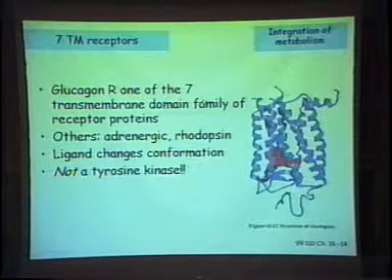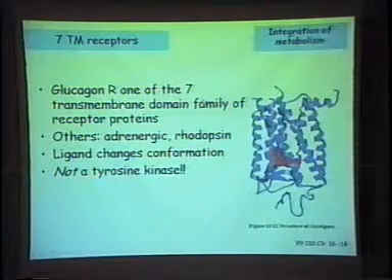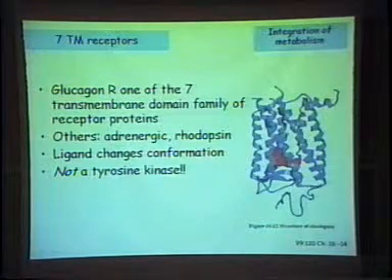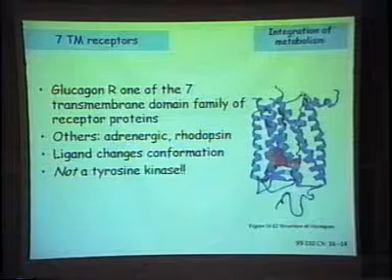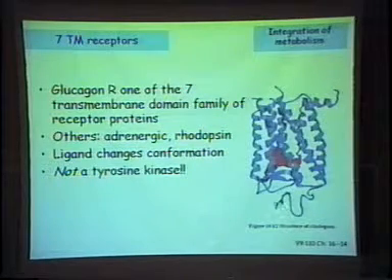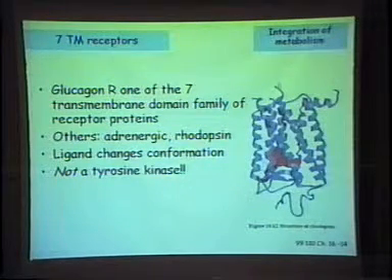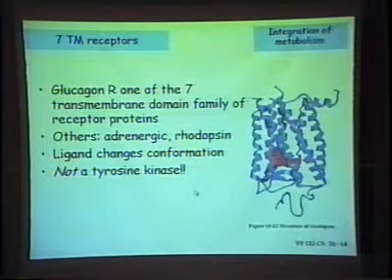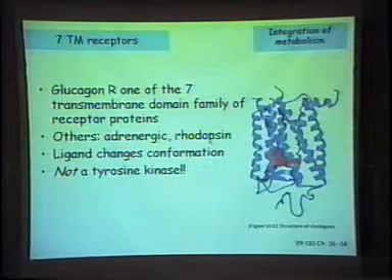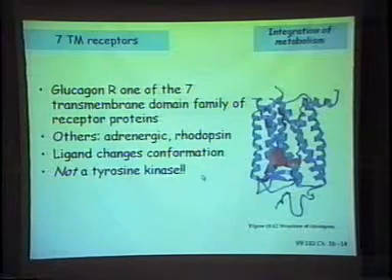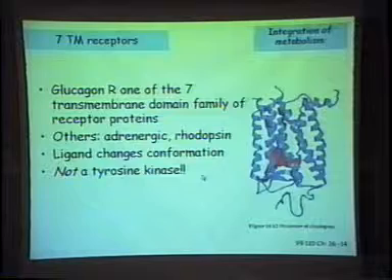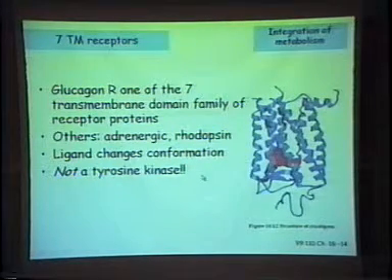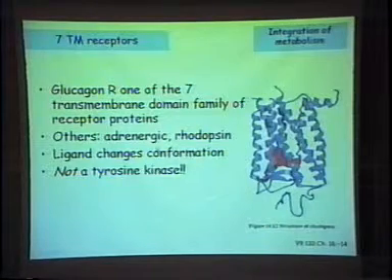The glucagon receptor is an example of a different kind of family of proteins compared to the insulin receptor. It's called the 7-transmembrane domain family, and that's because there are 7 alpha helices that span clear across the membrane. You can imagine that that's the one end of the leaflet and that's the other. Other ones in this family are adrenergic, rhodopsin, and so forth. Just like in the insulin receptor, when the ligand binds, it changes conformation. Unlike the insulin receptor, it is not a tyrosine kinase.